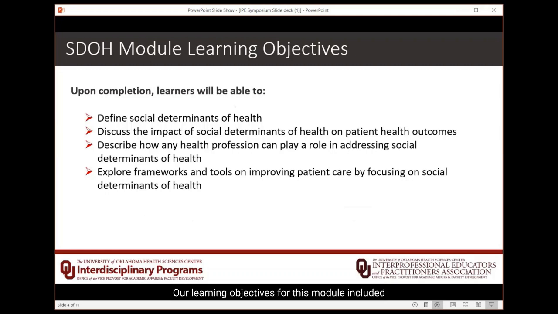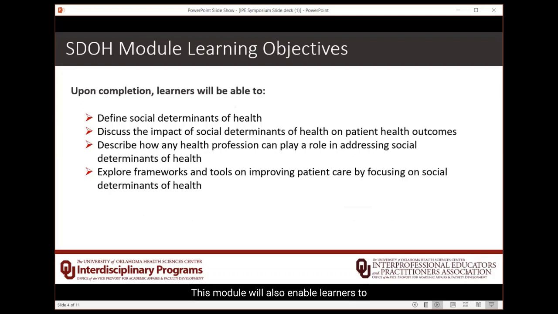Our learning objectives for this module included the following, listed on this slide. We hope that the module encourages students to explore how each member of the healthcare team can be involved in helping patients with any identified barriers and thus optimize their delivery of care.